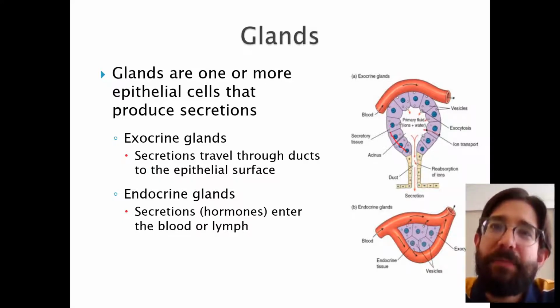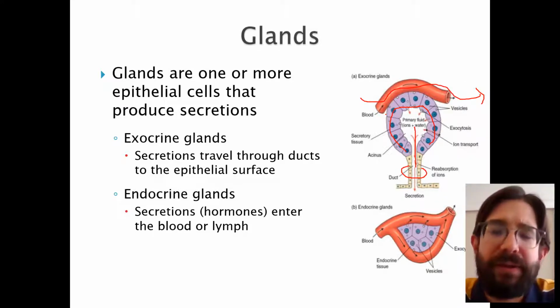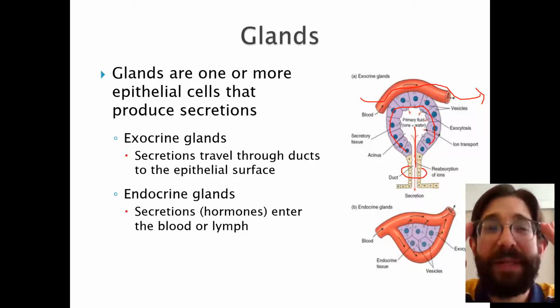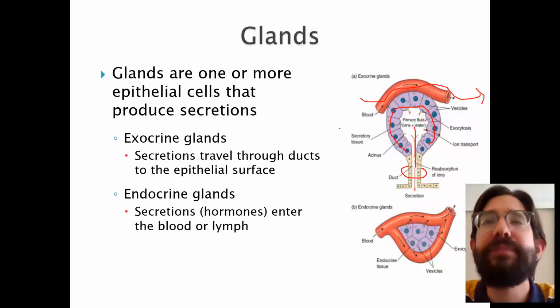Here you can see a bunch of epithelial cells. They are making some secretion. It's traveling through a duct and reaching the surface. And there's a blood vessel here because these cells will need some nutrients to help keep making all these secretions. This blood vessel is not in the epithelial tissue, it's next to it.